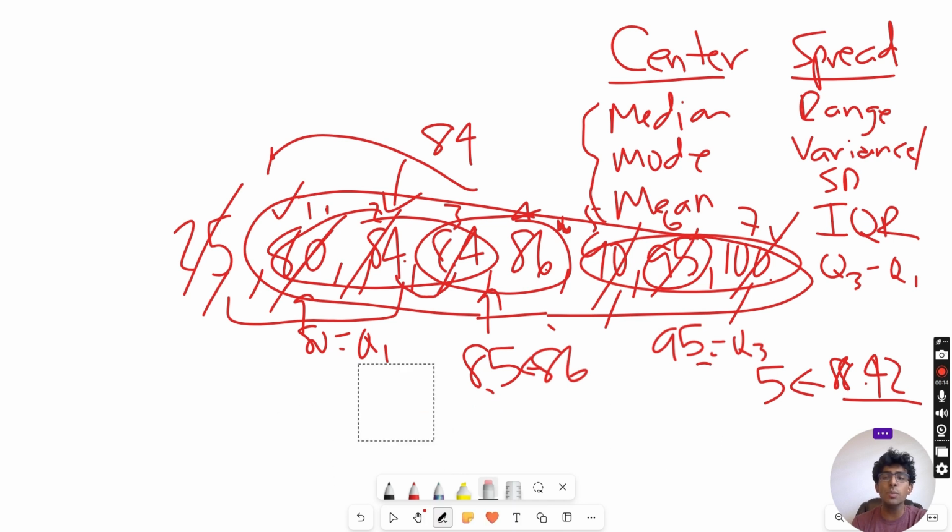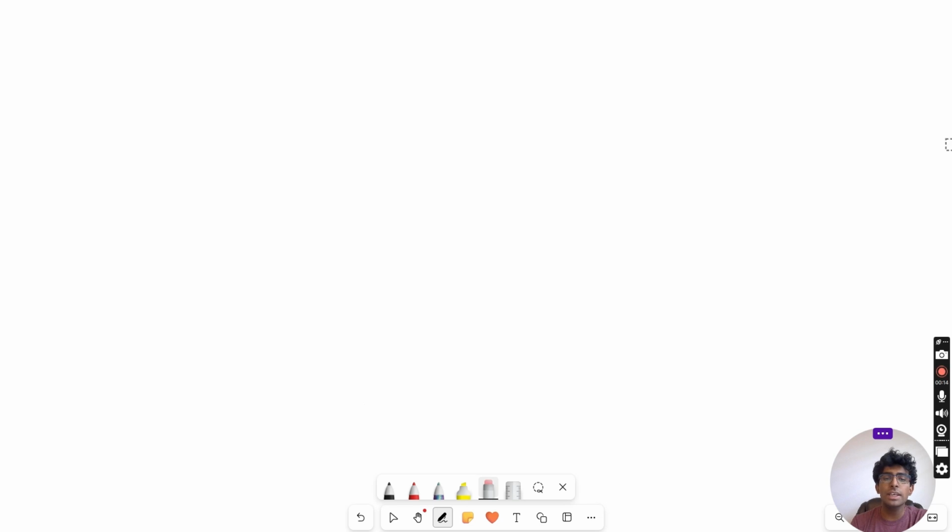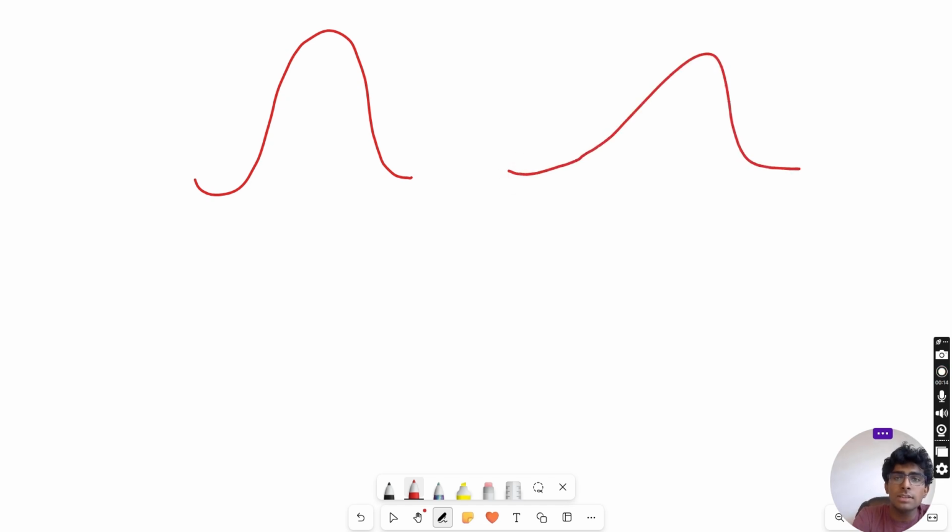All right, and then the last thing I want to touch on is the shape of distributions. Specifically, there are 3 main types of distributions you're going to see on the SAT math section. You got this kind, you have this kind, and then you have this. So this is your normal distribution here. It's like a normal bell-shaped curve. Your mean and your median are going to be equal to each other here.